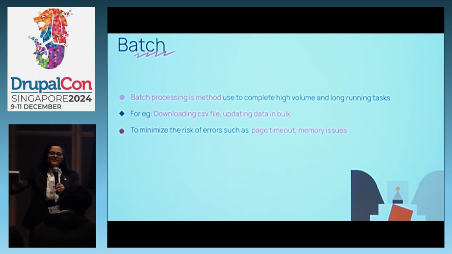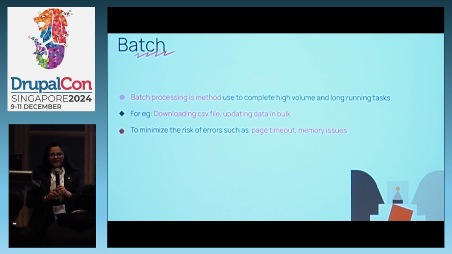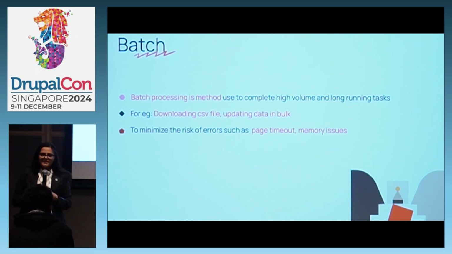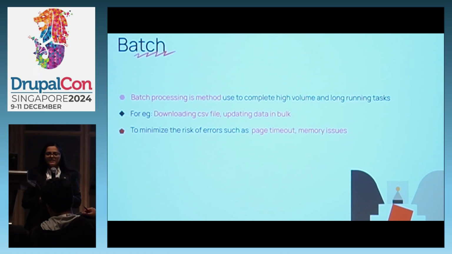When a large number of records is involved, we use the batch concept. So what is a batch? Batch is something that we use to process a large amount of data and also for long running tasks. For example, if you want to download the CSV file and update the data in bulk, in that scenario, batch is the solution for it. The main reason behind using batch is to avoid errors that happen on the site, like page timeout errors and memory related errors.